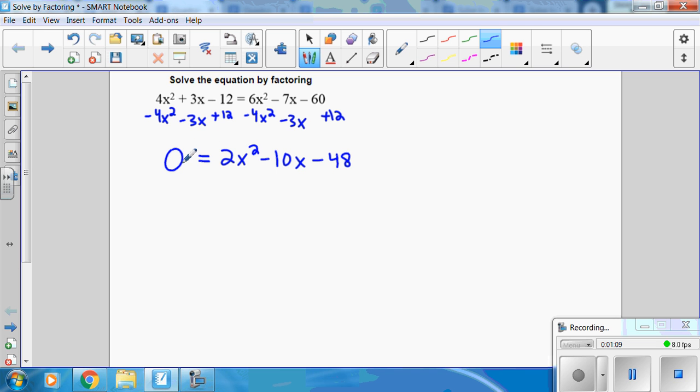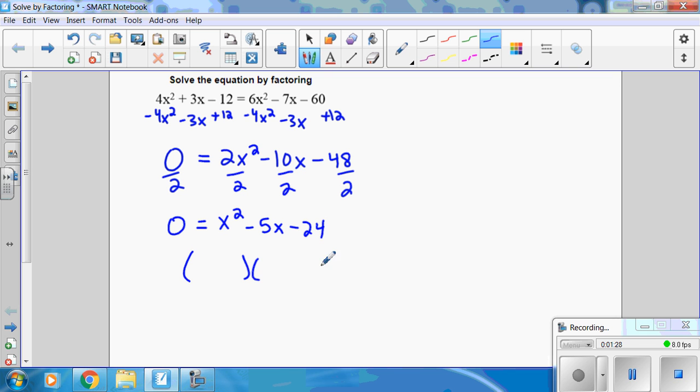I noticed though I can actually divide out a 2 from everything. So if we divide by 2, divide by 2, divide by 2, then we get 0 equals, this is going to become x squared. This is negative 5x. And this is negative 24. Okay, so now it's a little easier.